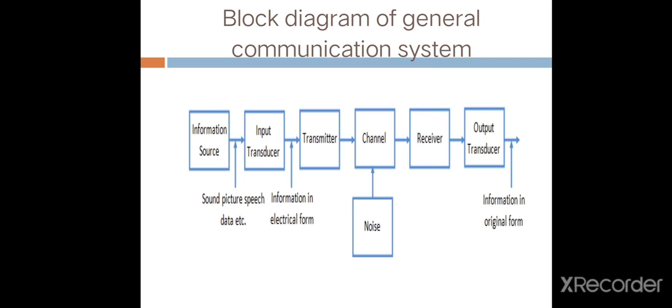In this block diagram, the first part is the information source. Information source means sound, picture, speech, data, etc. types of signal. Then the next block is the input transducer. This input transducer converts sound, picture or speech signal into electrical form. Then the next part is the transmitter. The transmitter is used to transmit the electrical signal.